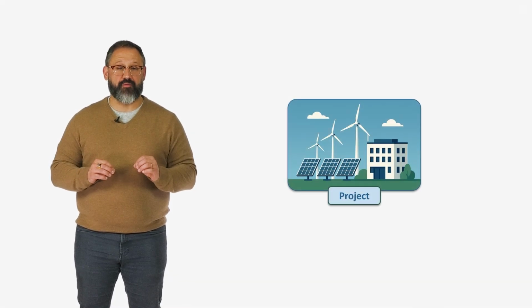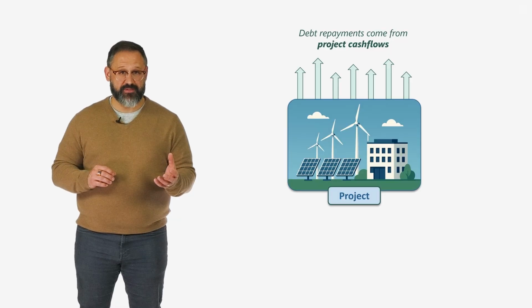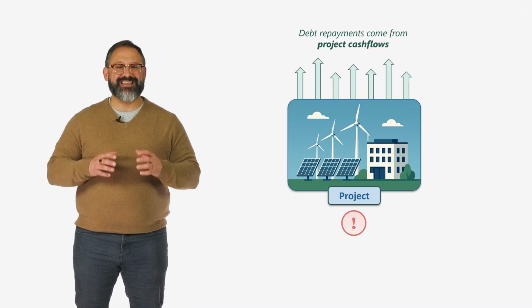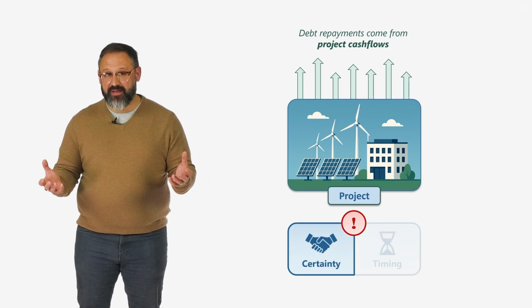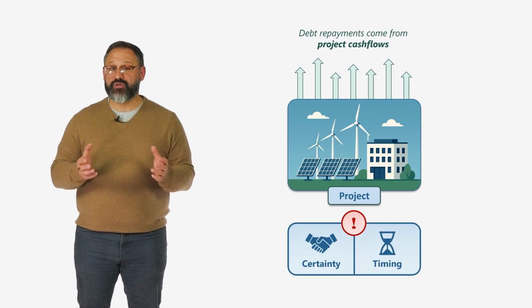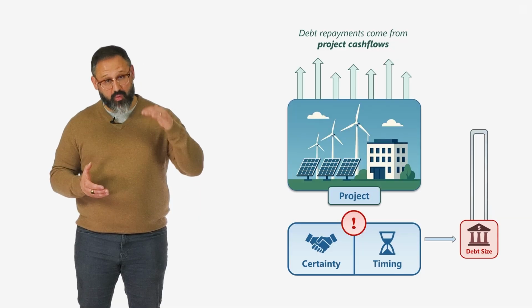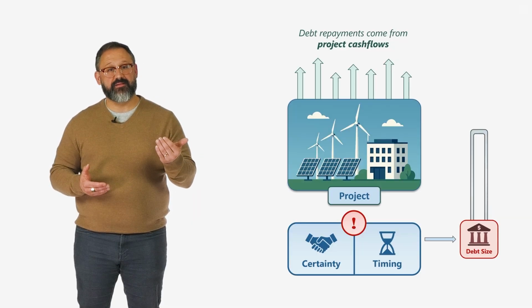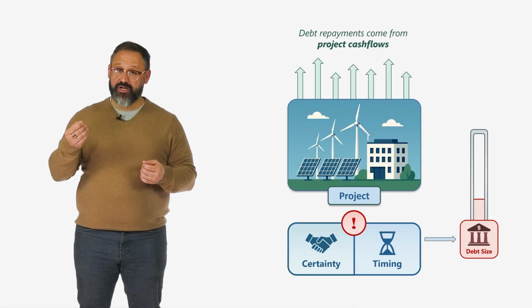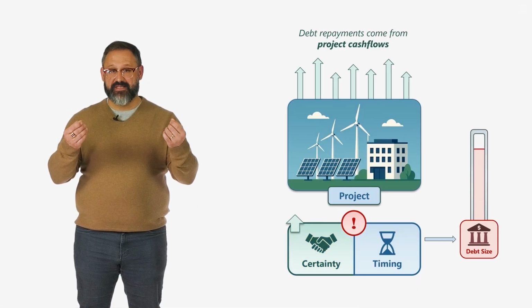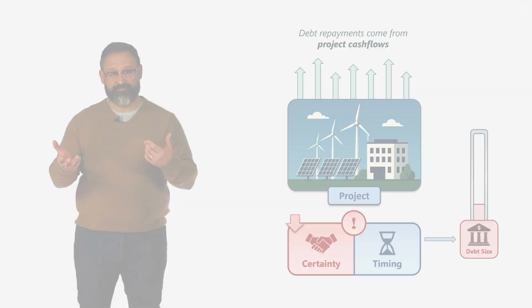But how do lenders think about risk? In project finance, term loan repayments come from project cash flows. So a lender's view of risk is mainly tied to the certainty and timing of said cash flows, which ultimately dictates the debt quantum they're willing to lend. Cash flows with higher certainty generally mean a higher debt size, and vice versa.